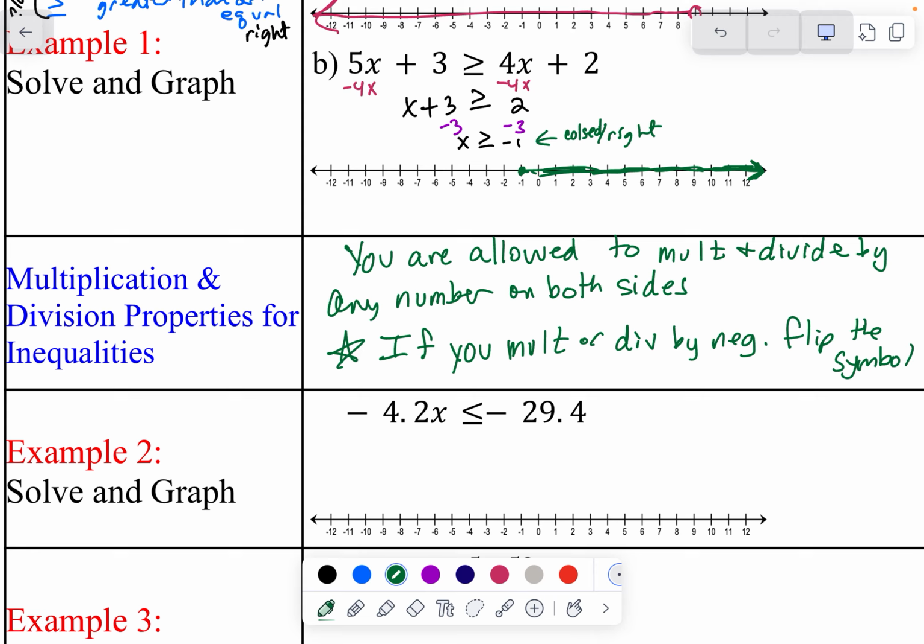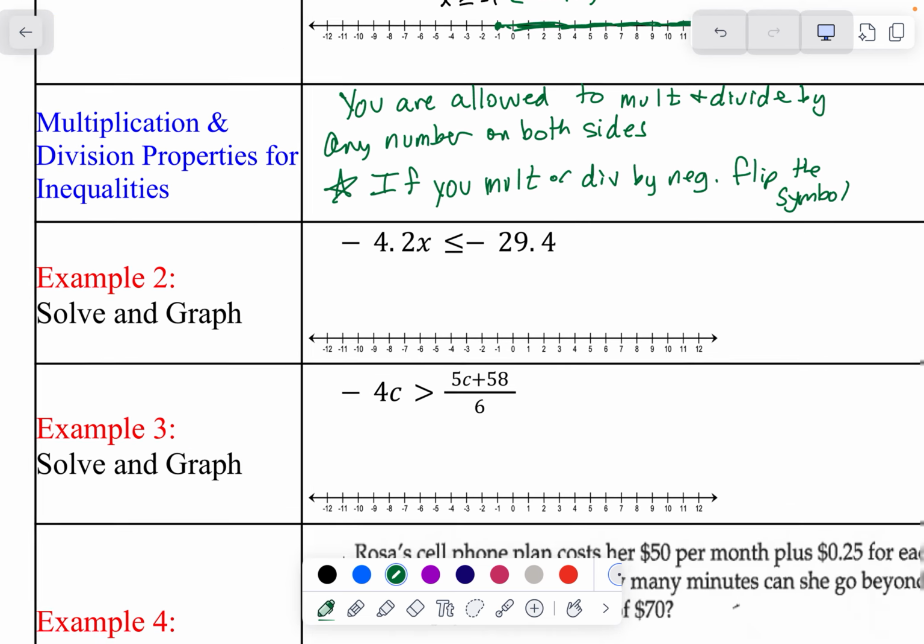That's the only extra piece you need to know about inequalities versus equations. That rule right there. Multiply or divide by a negative, flip the symbol. You got it, okay? So that moves us on to example 2 and 3.